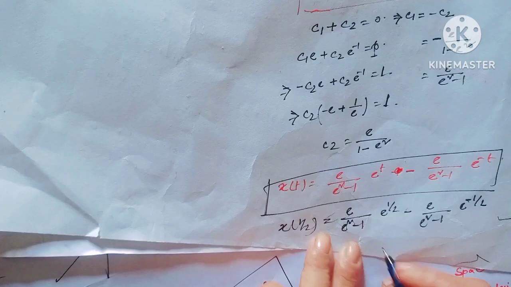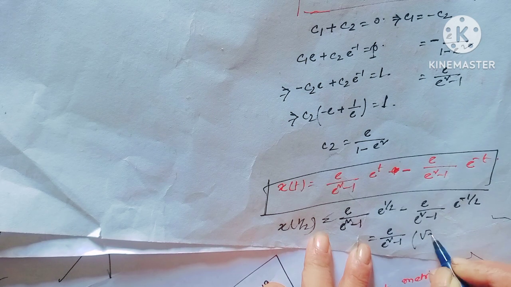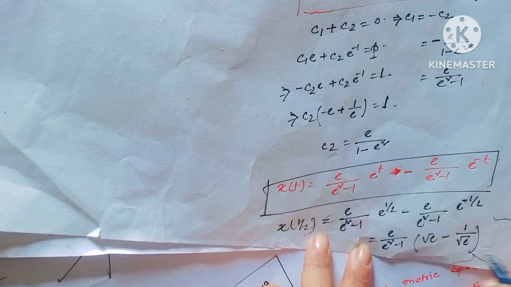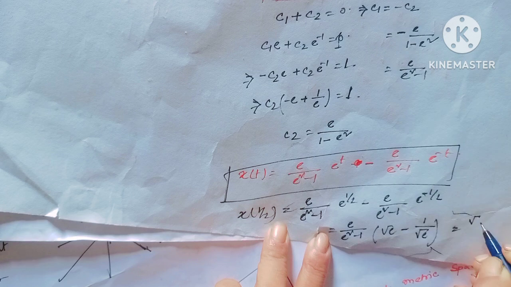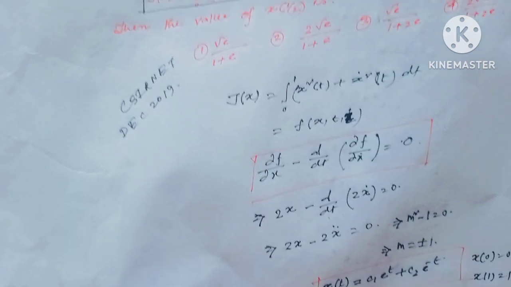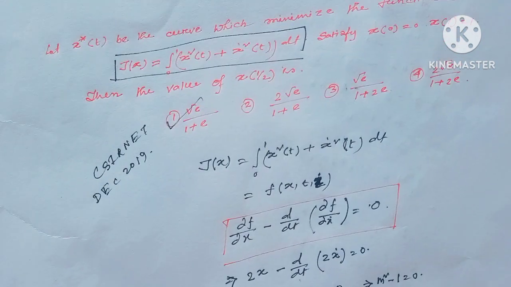And this value would be, taking common, e over e squared minus 1 times (square root of e minus 1 over square root of e). And this value is equal to square root of e over e plus 1. So option 1 is the right option. This question is different because here the variables are x(t), x dash. So the Euler equation is different. I hope all my viewers have understood.